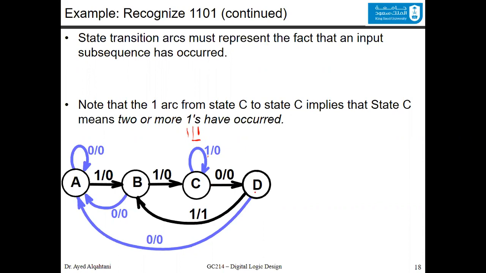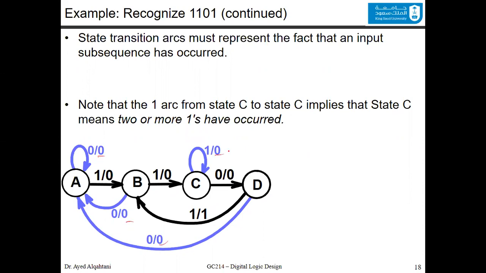For the D, D means that you already have 1, followed by 1, followed by 0. If you receive the 0, then this means that the sequence is messed up completely, and you can't start any new sequence starting from this bit or the bit before it, or even the bit before for that case, and you need to go back to the very beginning, starting from A. You notice that the blue arcs that we added here all have the output 0.